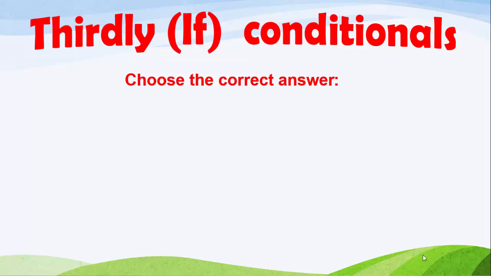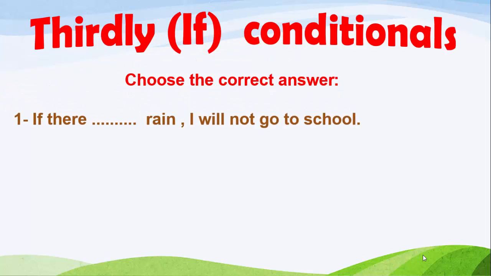Let's take an exercise to make sure we understand conditionals. Look at the first sentence. If there space rain, I will not go to school. The choices are: if there was rain, or if there were rain, I will not go to school, or if there is rain, I will not go to school. Try to choose the correct answer and tell me the reason.